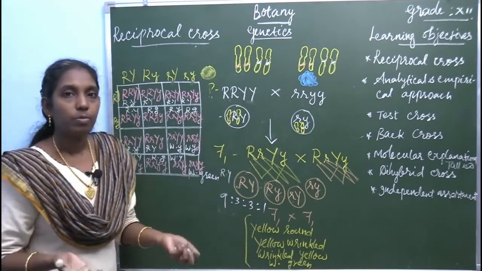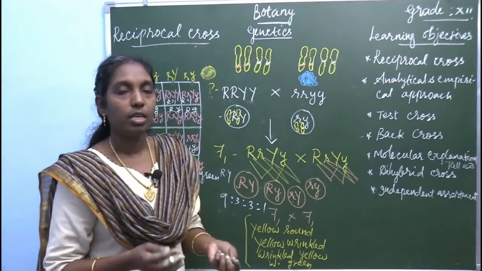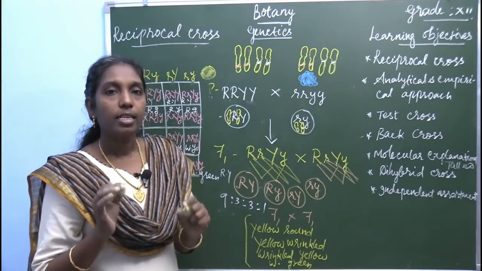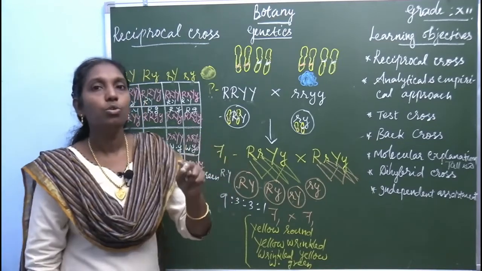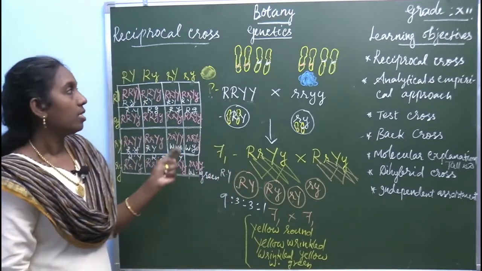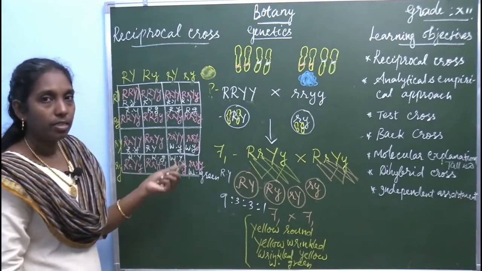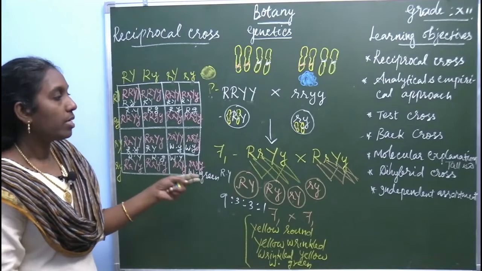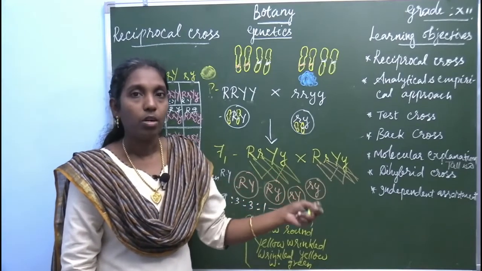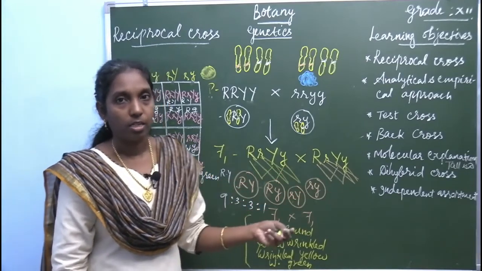So, what is the difference between monohybrid and dihybrid cross? In monohybrid cross, a single trait is selected, but in dihybrid cross, 2 different characters are selected, 2 contrasting characters. So, it is based on the law of independent assortment.